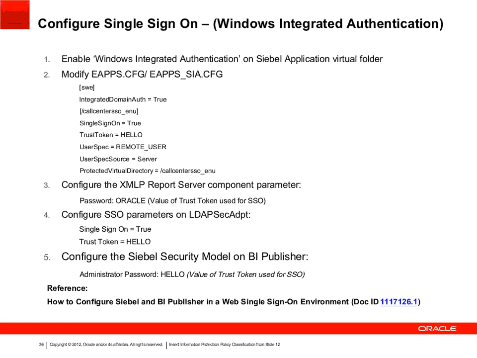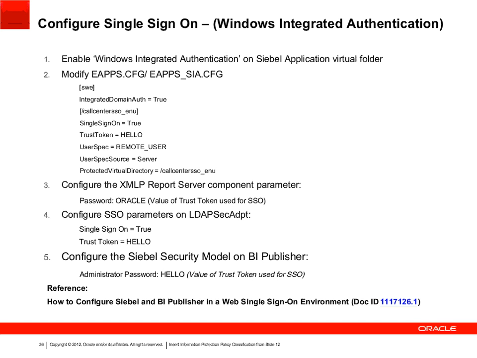Now, let's configure the BI Publisher server for a single sign-on solution. Let's take an example of Windows integrated authentication. This is just one example. There are other ways to configure various single sign-on solutions as well. The first important step will be to ensure the Siebel application is working perfectly fine on Windows integrated authentication.